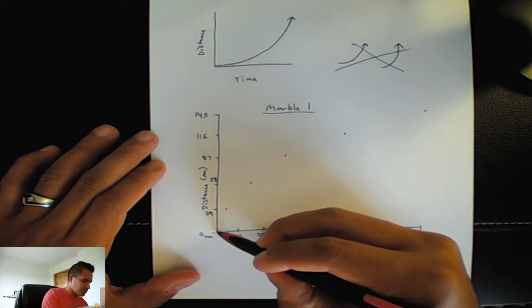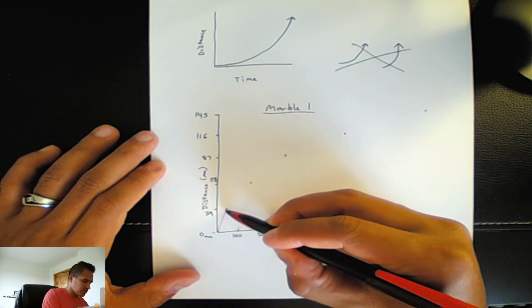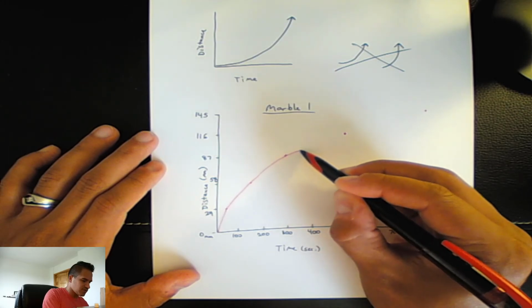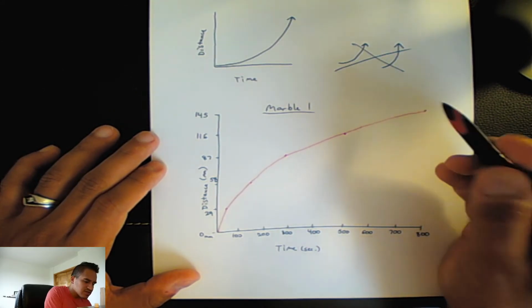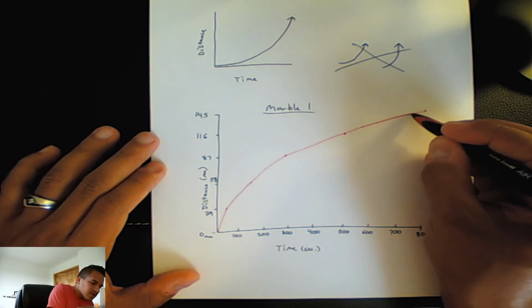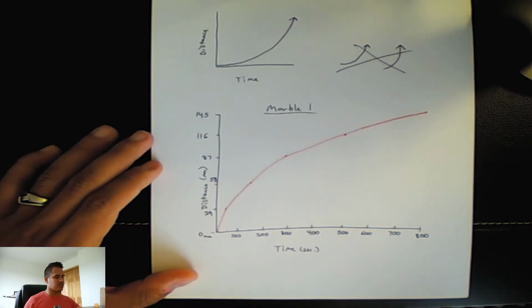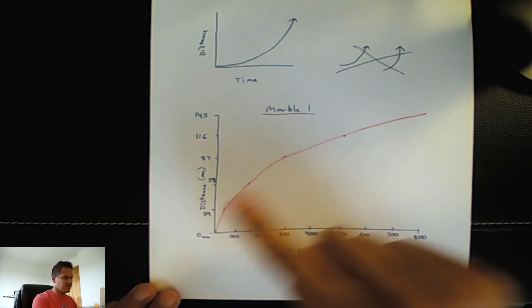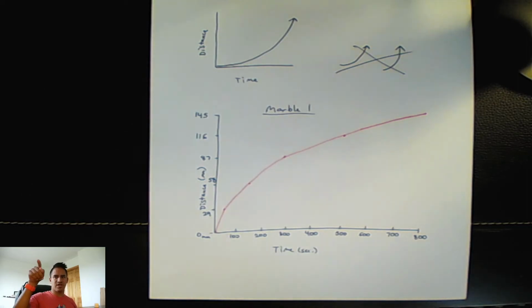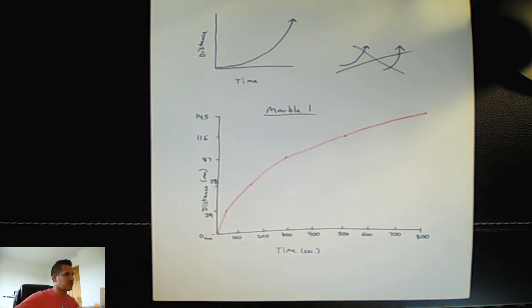So if we draw this graph and we connect all of our dots here, our graph is going to look something like this. Let's just make that line a little bit better. There we go. Okay, so our graph's going to look something like this for the first marble, which is interesting. So we kind of have this curve, right? This downward curve, or I guess it's going up, but it's kind of flattening out as it goes. So this is showing that the marble was slowing down. It was decelerating, okay? So that's the first one.